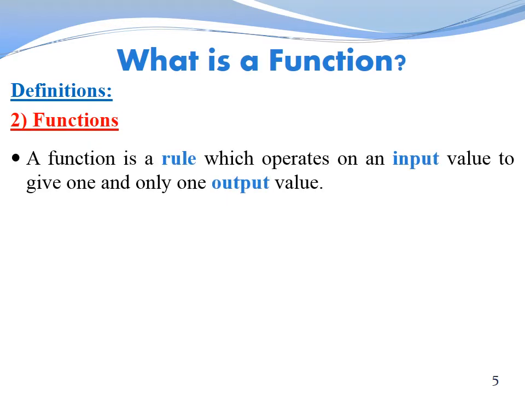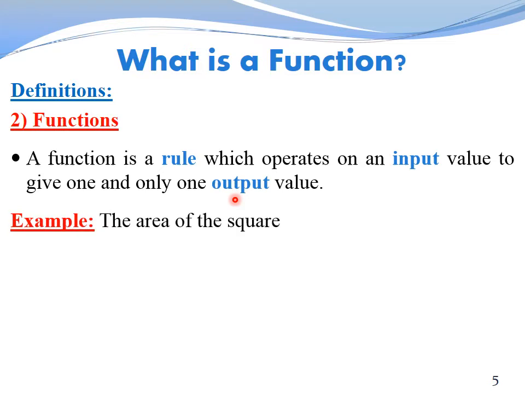So in other words, a function is a rule, a relation, which operates on an input value, which we call x, to give me one and only one, and this is the very important condition, output value. So we still have a relation, we still have an input and an output, but the important condition is that each input corresponds to one and only one output. So this means that we have a function and not just a relation.